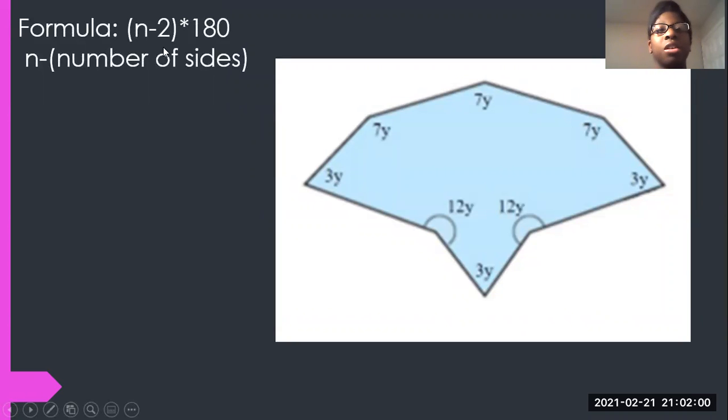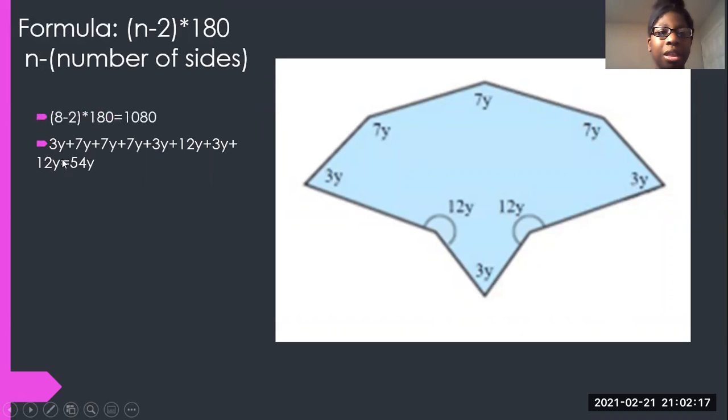We have n minus 2 times 180. Now, n is the number of sides. So if we count our number of sides right here, we have 1, 2, 3, 4, 5, 6, 7, 8. So we'll replace n with 8, minus 2 times 180. And then we just add up all our 3y's plus 7y's and 12y's, and we'll get 54y's. Now that we have both of those, we'll have 1,080 divided by 54y equals 20, which means y will be by itself.